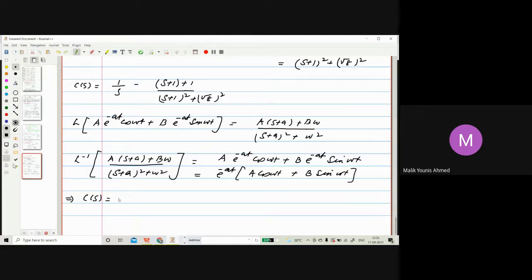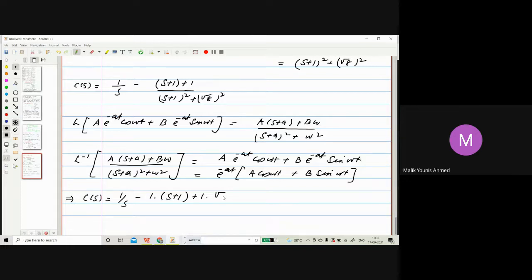C(s) is 1/s minus. What I am doing is, I have A here now, but I don't have A, so I will put that A is equivalent to 1, capital A. (s+1) is fine for me. I don't have any problem because I have here s+a, here s+a. Plus I need B now, which is with omega. That means omega is √8. So I will write it as √8 by... this capital B is 1.